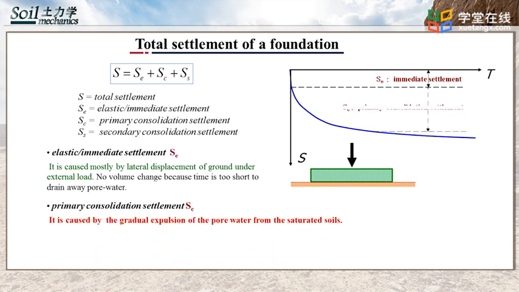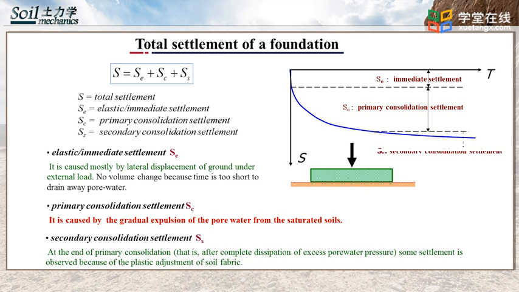The primary consolidation settlement is caused by the expulsion of the pore water from the saturated soil, during which pore water pressure is gradually transferred into effective stress. At the end of primary consolidation, that is, after complete dissipation of pore water pressure, some settlement is still observed because of the plastic adjustment of soil fabric, which is called secondary consolidation settlement. For ordinary clay soil, the primary consolidation settlement is the major part of the foundation settlement.